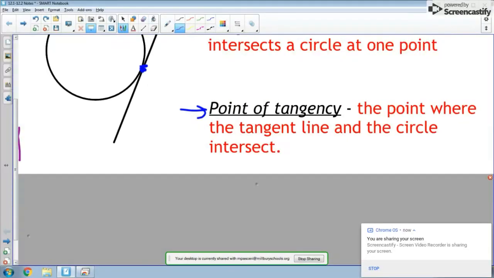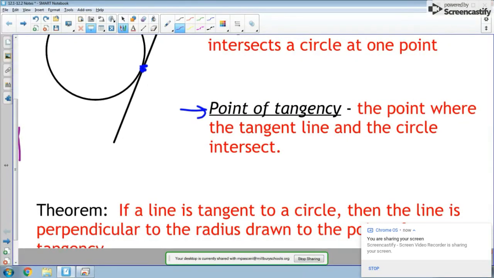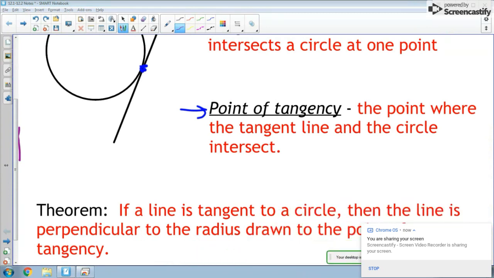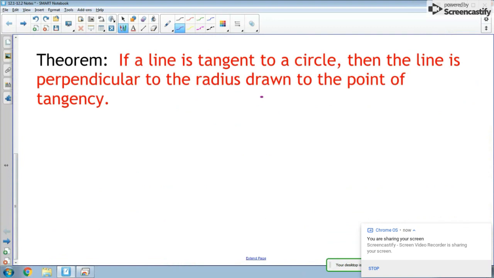All right. And then, we have this theorem here. Let's see if I can get rid of this screen shade. Get this out of the way. Okay. So the theorem says that if a line is tangent to a circle, then the line is perpendicular to the radius. So what is that basically saying?